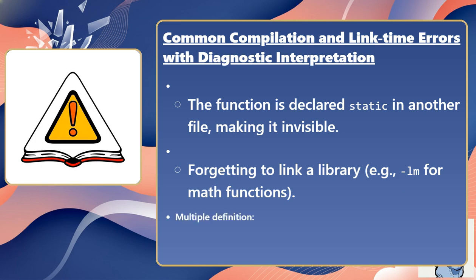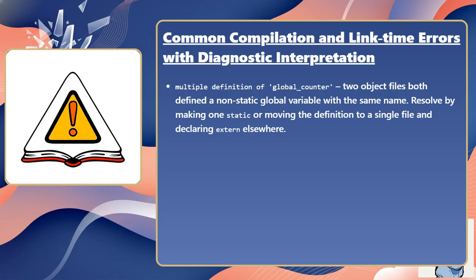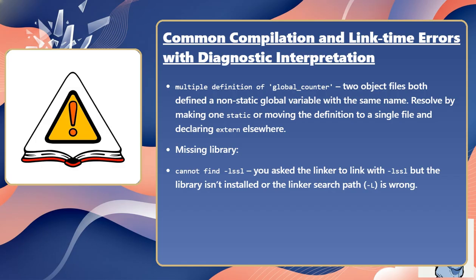Multiple definition: multiple definition of global_counter. Two object files both defined a non-static global variable with the same name. Resolve by making one static, or moving the definition to a single file and declaring extern elsewhere. Missing library: cannot find -lssl. You asked the linker to link with -lssl, but the library is not installed or the linker search path, -L, is wrong. Linker script and relocation errors.